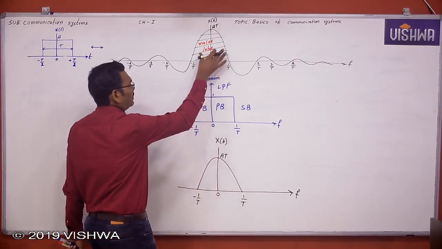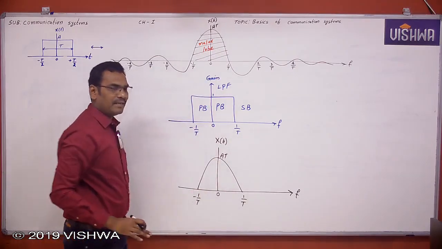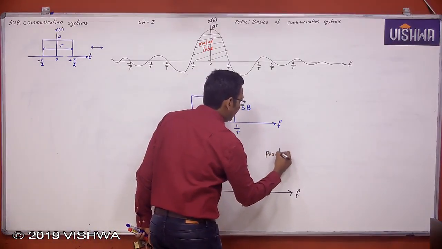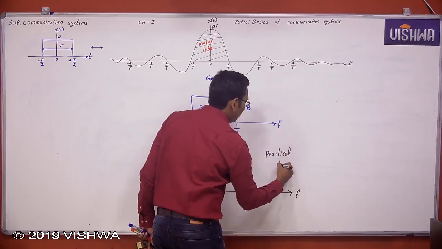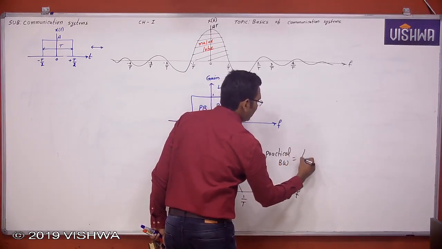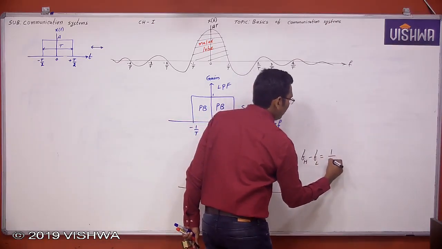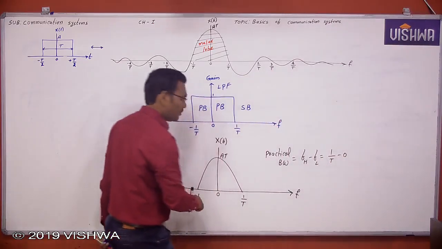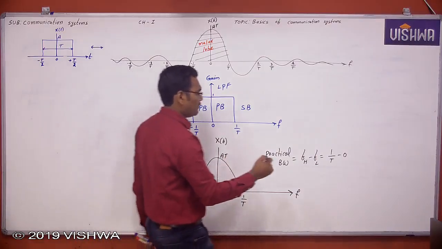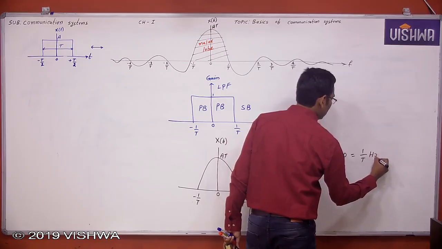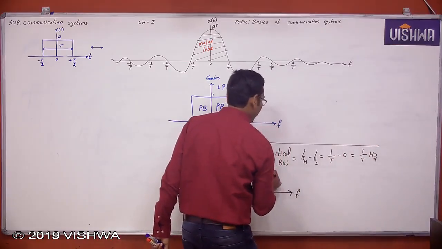This is the signal in the frequency domain, but after limiting, now see here what the bandwidth is. This is the practical bandwidth, which is nothing but the highest frequency minus the lowest frequency. 1 by T minus 0; don't take minus 1 by T, there are no negative frequencies, only positive frequencies, which is equal to 1 by T Hz. This is the practical bandwidth.